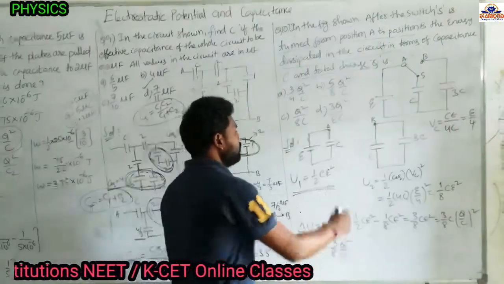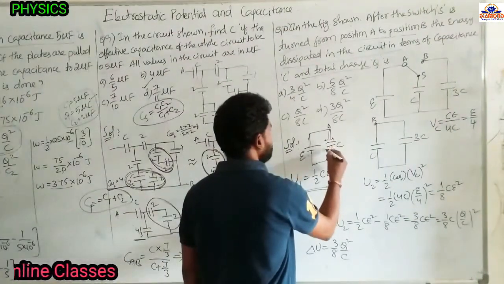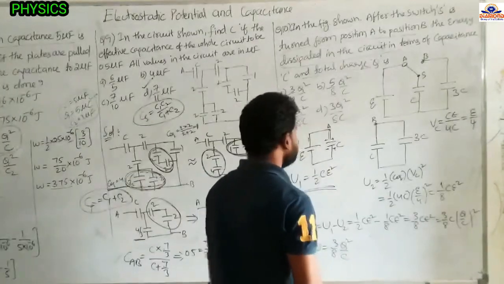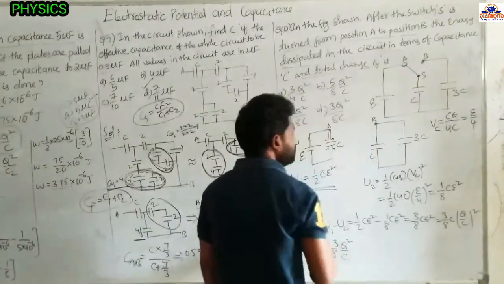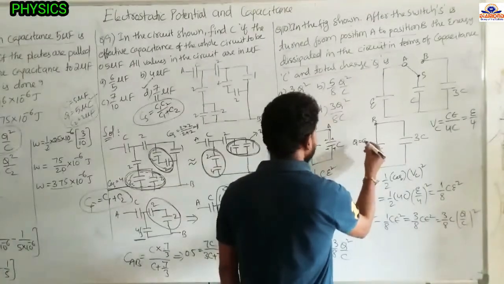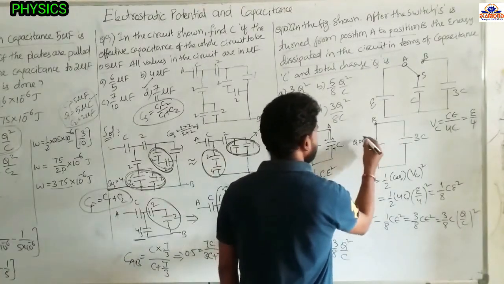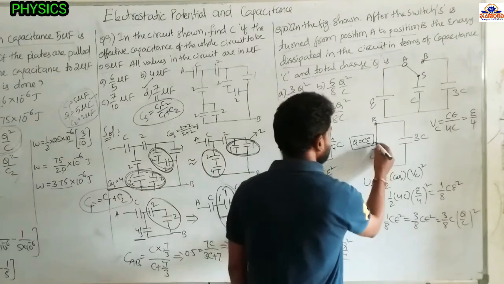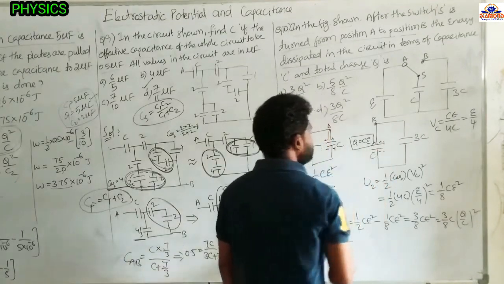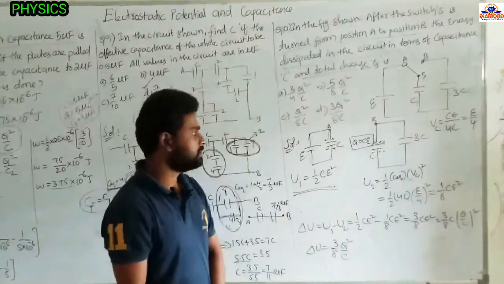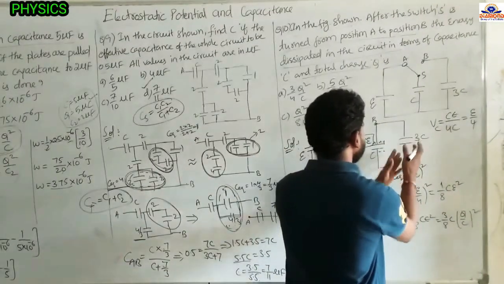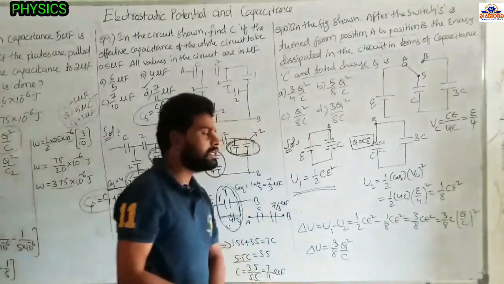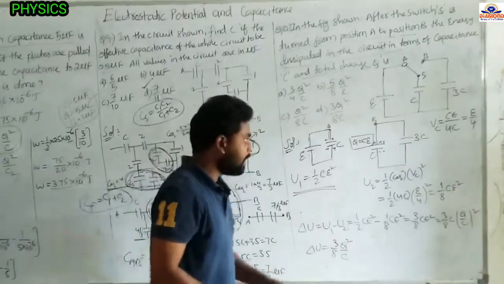So now this is totally, fully charged. After fully charged, the switch is connected to B. Now how much is charged? Q equal to C into V, and V is nothing but E. So this capacitor is fully charged, Q equal to CE. Now this one is connected to the 3C capacitor, so discharge takes place and it will come to the common potential.